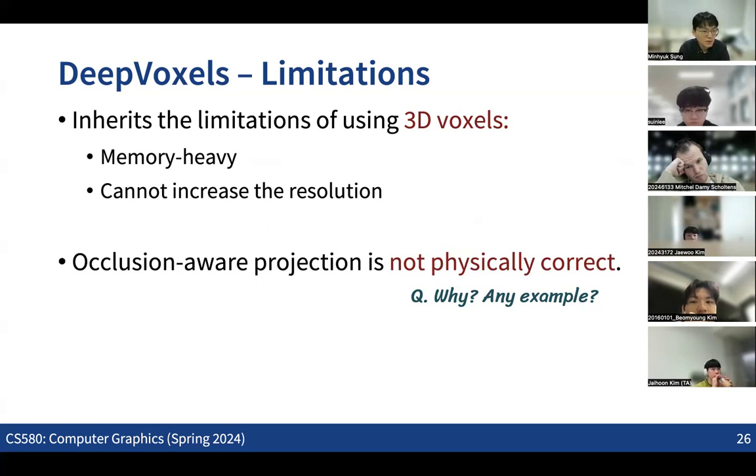Another thing is that while we have some notion of visibility, with a neural net giving information about the visibility, this occlusion aware projection may not be physically correct. So can you think about some situations where the visibility testing neural network might give physically wrong information?